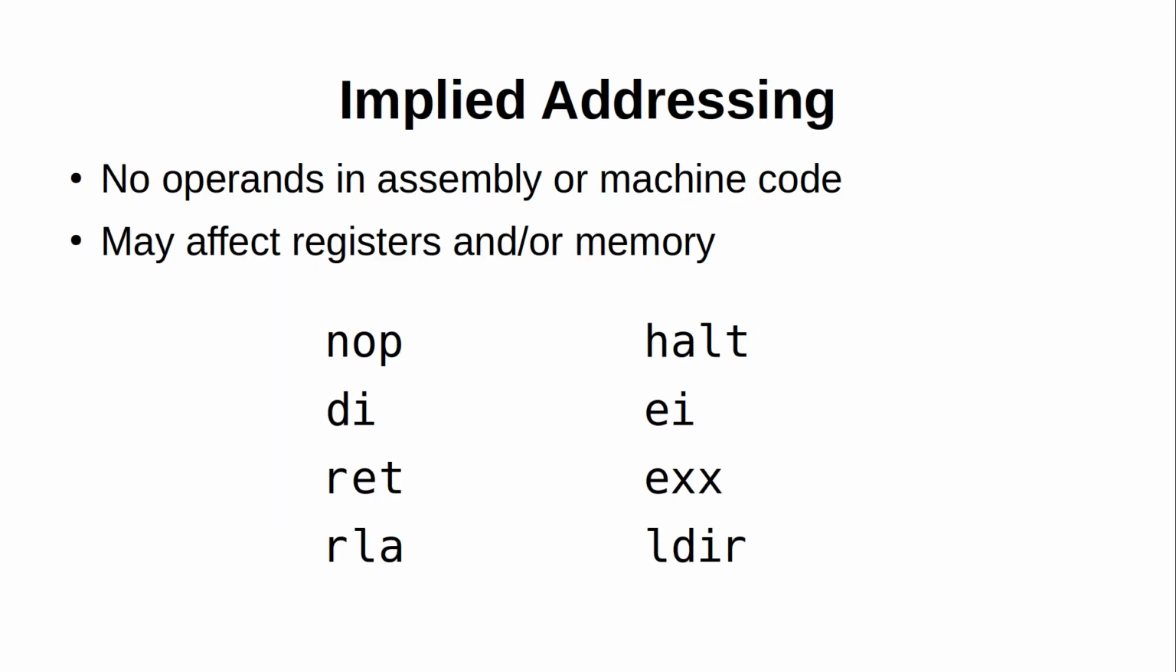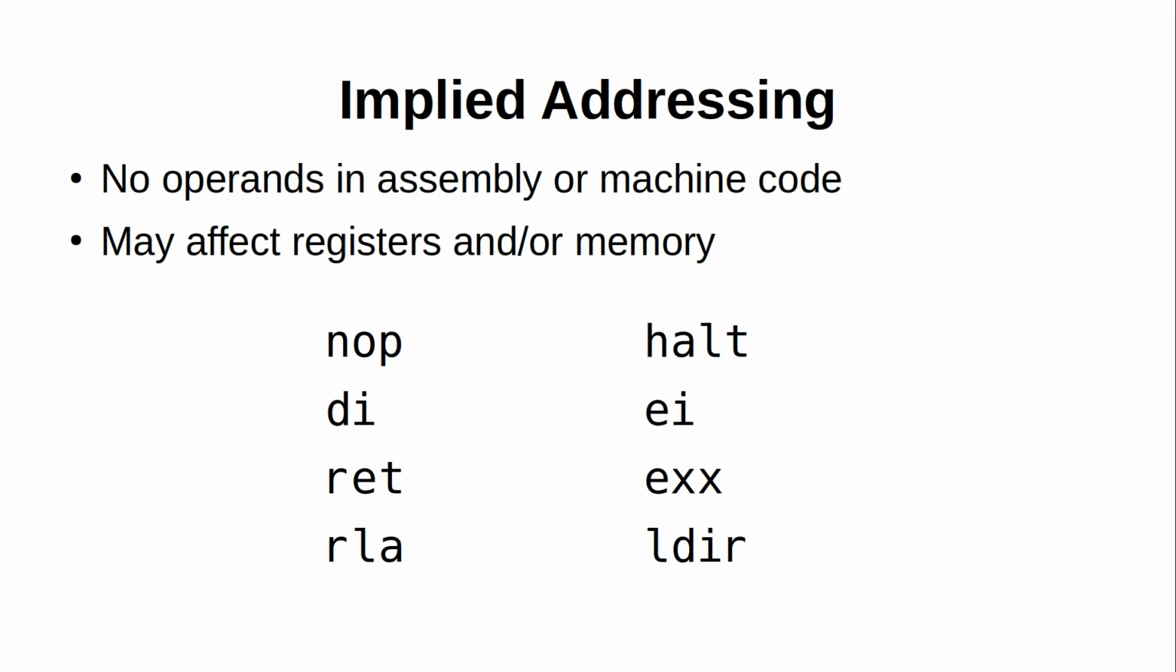The simplest addressing mode in Z80 assembly language is the implied addressing mode, which means that the mnemonic only has an instruction abbreviation and no operands. That also means that the machine code for these instructions only consists of an opcode and no operand bytes, but the opcode itself may be 1 or 2 bytes long. These instructions may have an effect on registers and/or memory, but those registers and addresses don't need to be called out in the assembly code as operands.